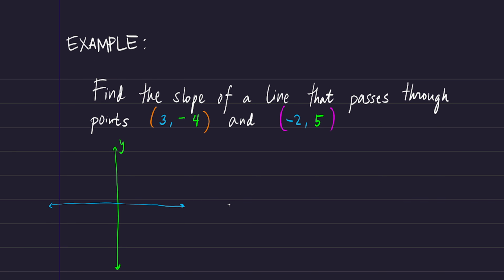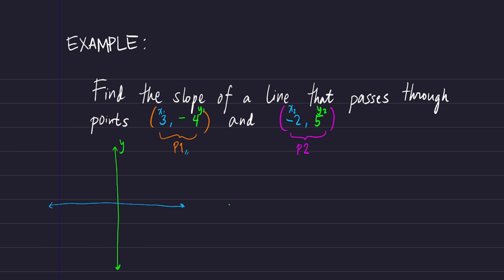First, mag-assign tayo ng point 1 tsaka point 2. Gawin natin point 1 yung 3, negative 4. And ang point 2 natin ay negative 2, 5. Next, mag-assign tayo ng values ng x sub 1, y sub 1, at x sub 2, y sub 2. So, since ito ang ating P1, ito ang ating x sub 1, and ang negative 4 ay ang ating y sub 1. Sa ating point 2, ang ating x sub 2 ay negative 2, at ang ating y sub 2 ay 5.